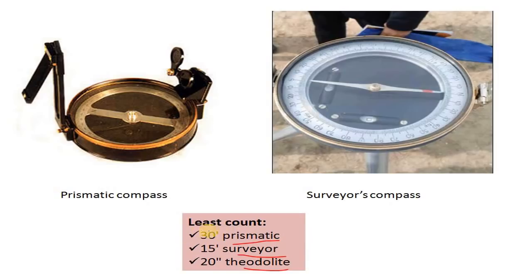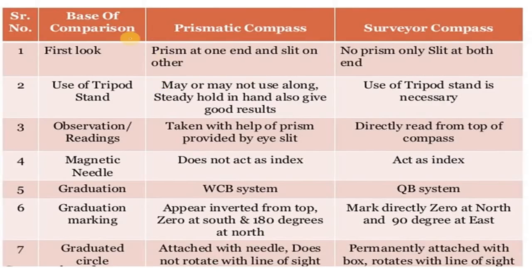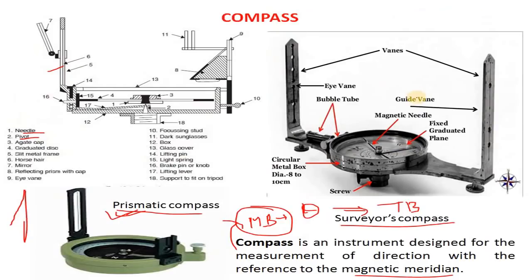Least count of the prismatic compass is 30 minutes. For the surveyor compass it is 15 minutes. For the satellite it is 20 seconds. Satellite we will discuss later. See the basic difference between the prismatic compass and the surveyor compass. At first look, the prismatic compass has a prism at one end and a slit at the other end. In the surveyor compass, no prism is fitted, only slits at both ends. You see here, in the surveyor compass both are slits, but in the prismatic compass there is only one slit, and one prism is fitted.